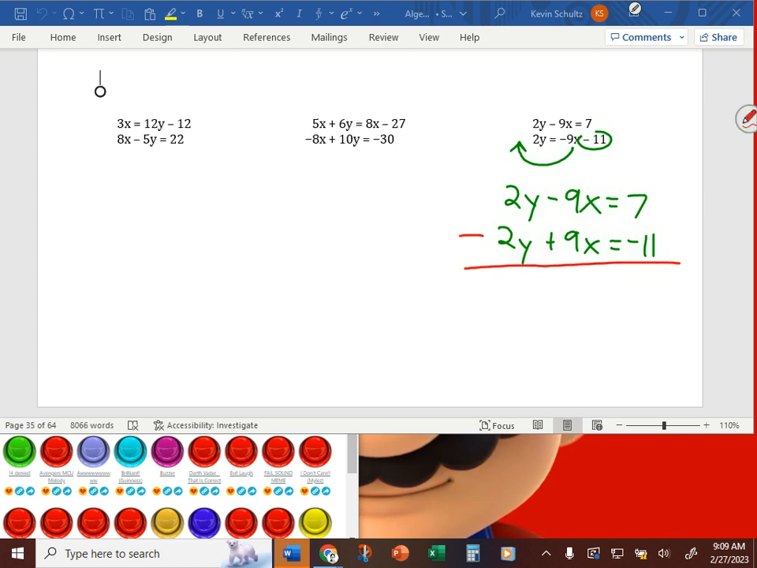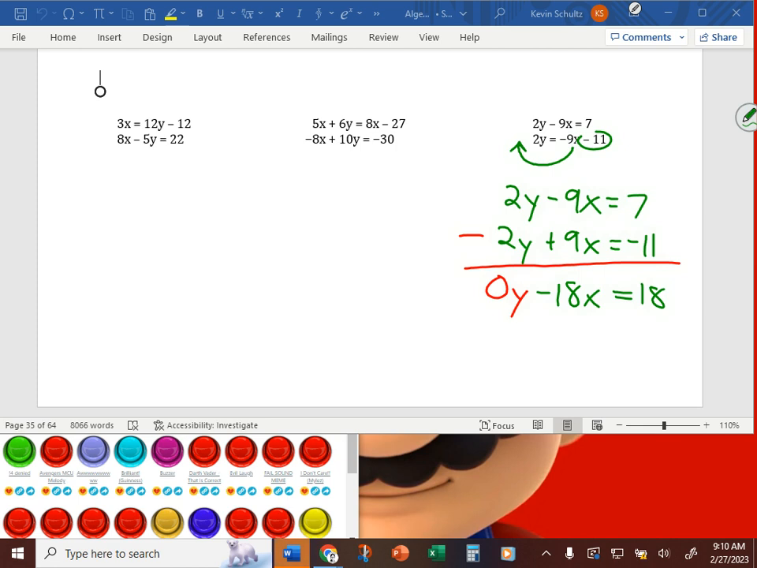Fine. So 2y minus 2y is 0y. Negative 9x minus 9x is what? Negative 18x. Pay attention to signs. Watch out for that. And then 7 minus negative 11 is positive 18. Okay? 7 minus negative 11 is a positive 18. I think you can take it from here.